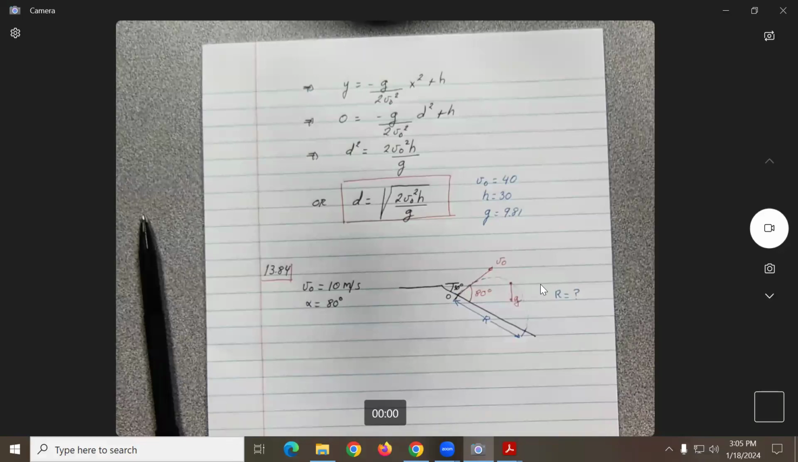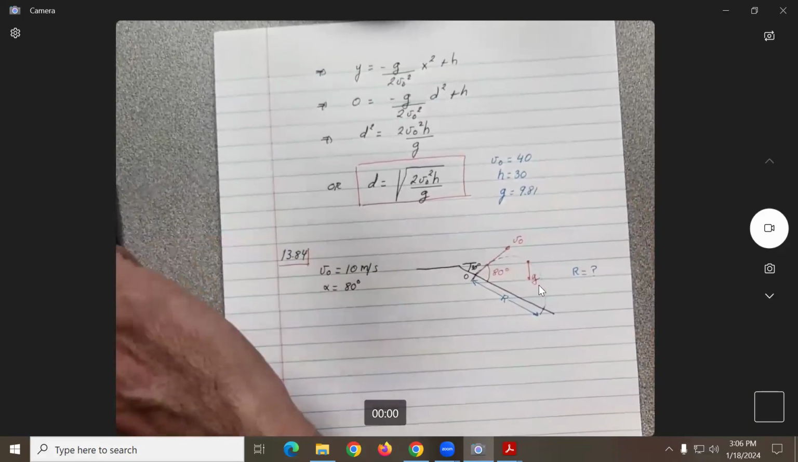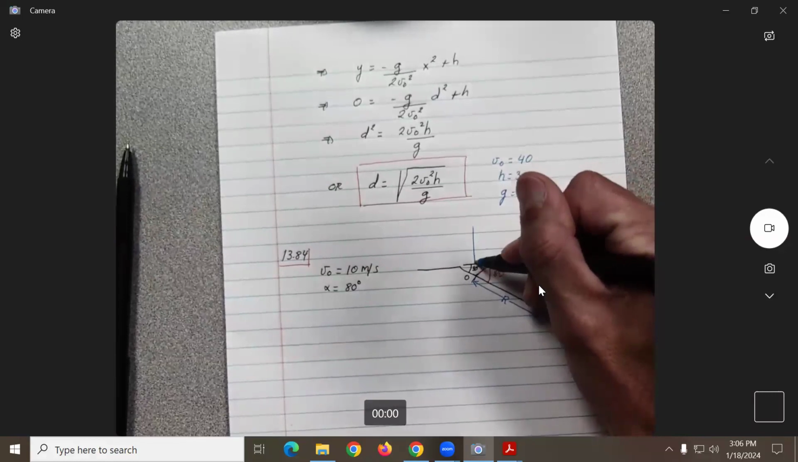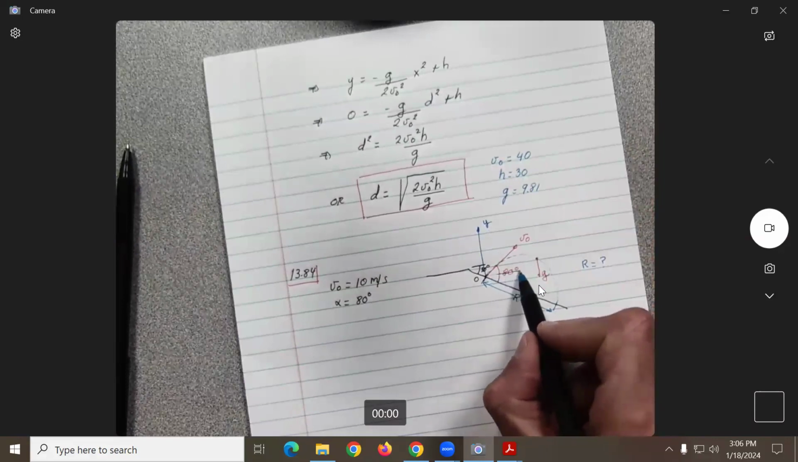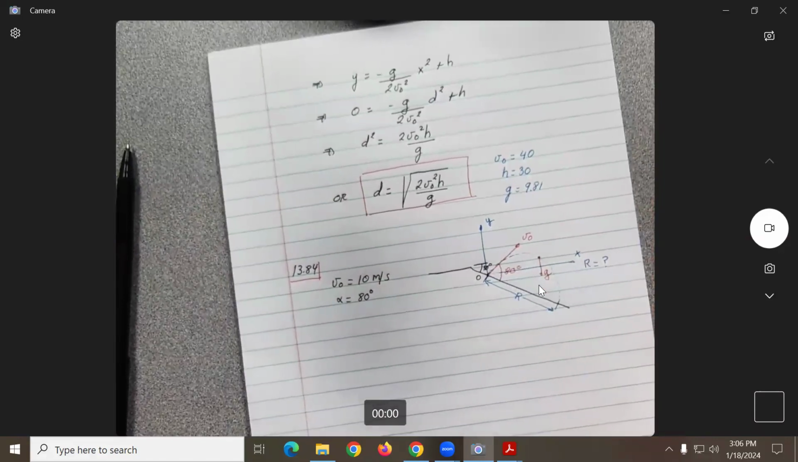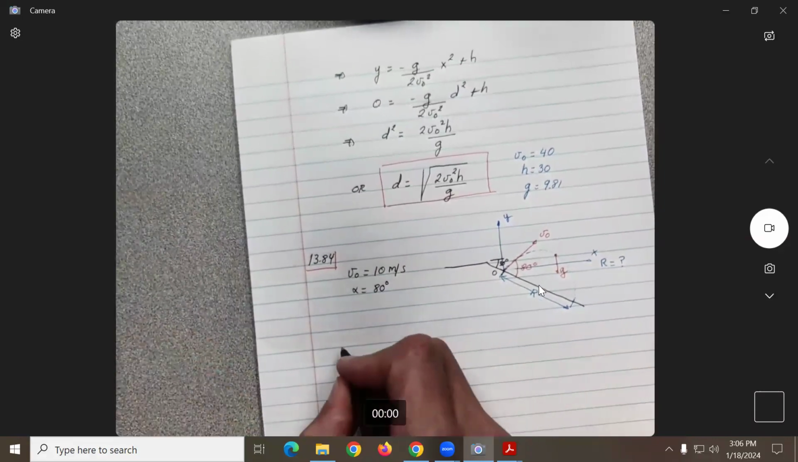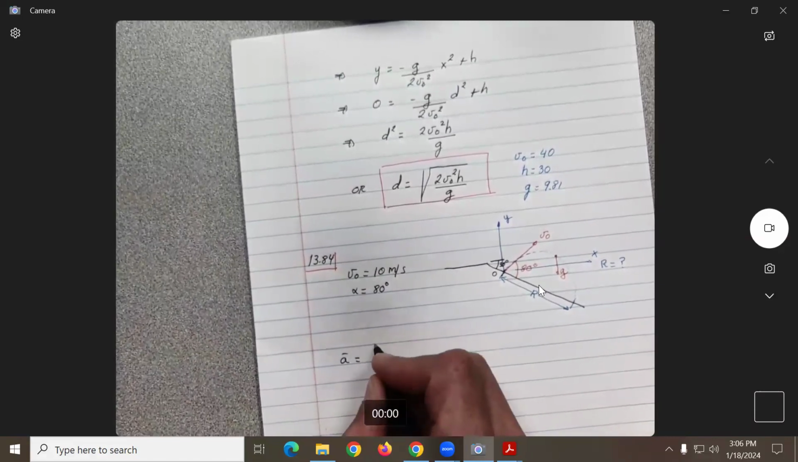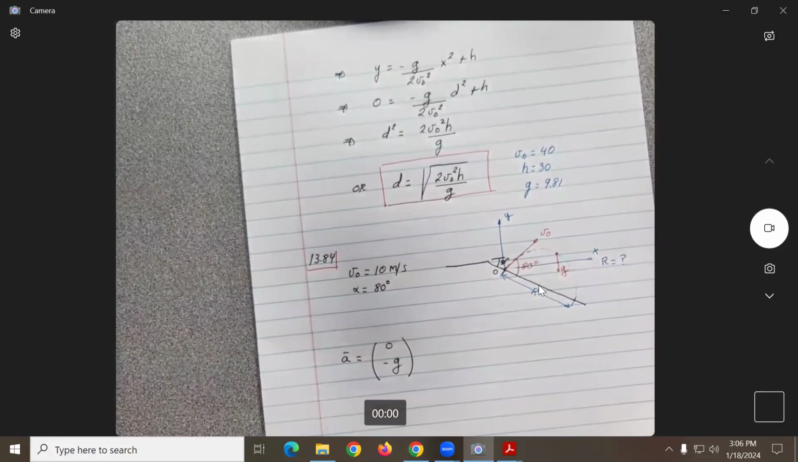So, how much time do we have? All right, let's do it anyway. Let's say that I use my reference frame, this one over here, Y and X. So basically, what does that mean? If we do the same process as before, A will be equal to what? Zero, negative G. Okay.